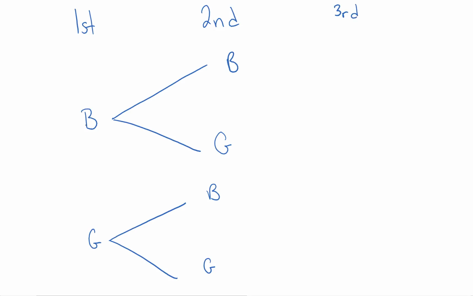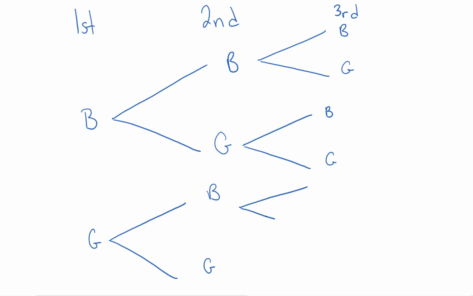So the first child's a boy, the second child's a boy, the third child could be a boy or could be a girl. If the first child's a boy, the second child's a girl, the third could be a boy or a girl, and so on. So the fact that the third child could be a boy or a girl isn't dependent on what happened previously, right?